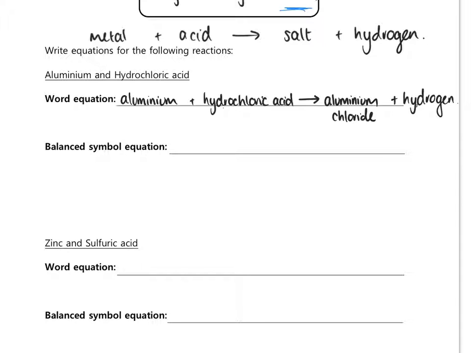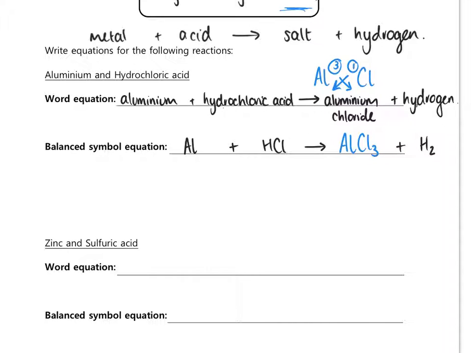Then when you're writing your balanced symbol equation, you perhaps find this difficult. It's a difficult equation to balance. First of all, aluminium is Al. Hydrochloric acid is HCl. Aluminium chloride, I need to do my swap and drop for. So it's aluminium and then it's chlorine. Aluminium is in group 3, so it has a valency of 3. Chlorine is in group 7, so it has a valency of 1. So when we swap and drop, we get AlCl3. Our other product is hydrogen, which is H2, because it's diatomic.